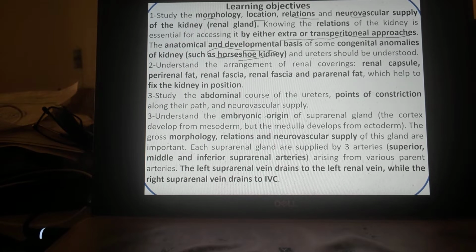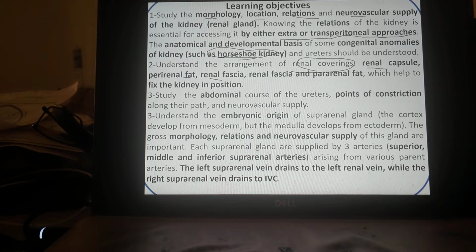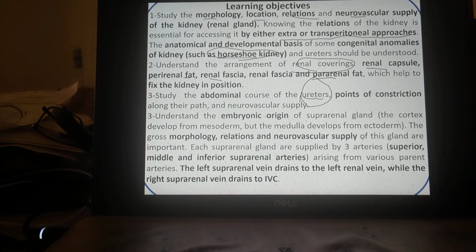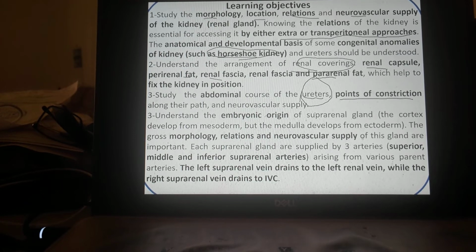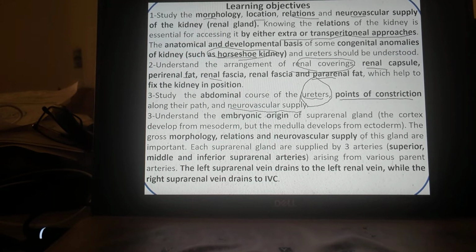Also, you have to understand that the kidney has coverings, and these coverings are important to fix the kidney in position: renal capsule, pre-renal fat, renal fascia, para-renal fat. Also, you have to know the ureters. In this lecture, we will talk about the abdominal part of the ureter and points of constriction. These points are sites of stone formation. Of course, you also have to know the neurovascular supply and the lymphatic supply of the ureter and kidney.